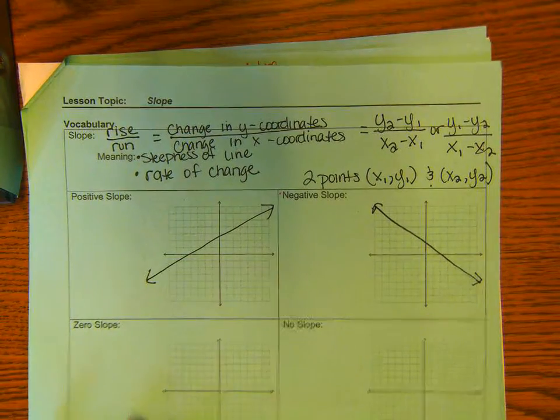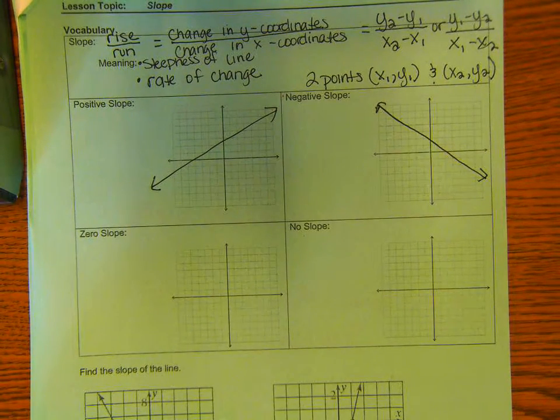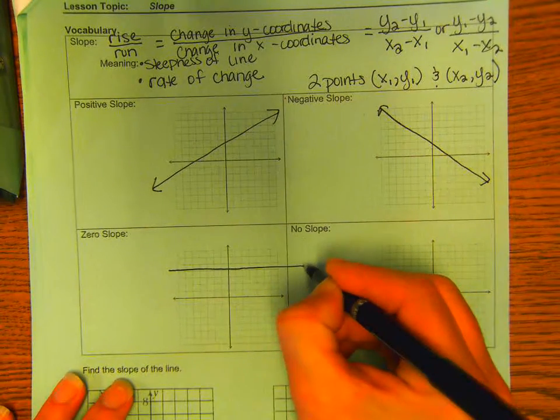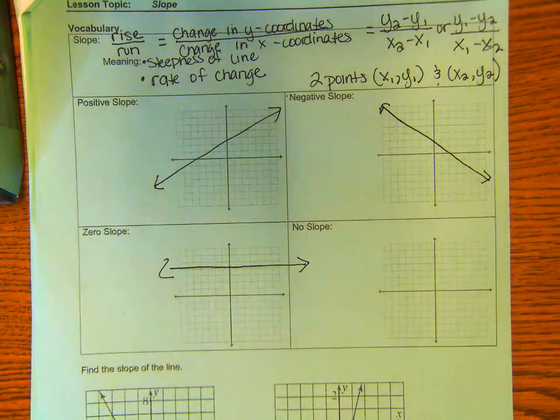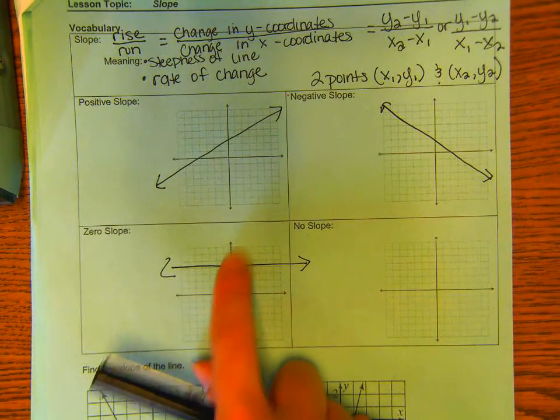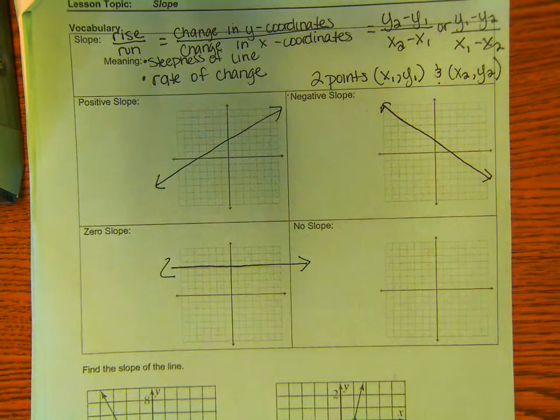Zero slope, actually, here's why. This is zero slope. Because is this line going up? No. It's going up 0, and it doesn't matter what's on the bottom because 0 over a number is just 0. So horizontal lines we would say have slope of 0.